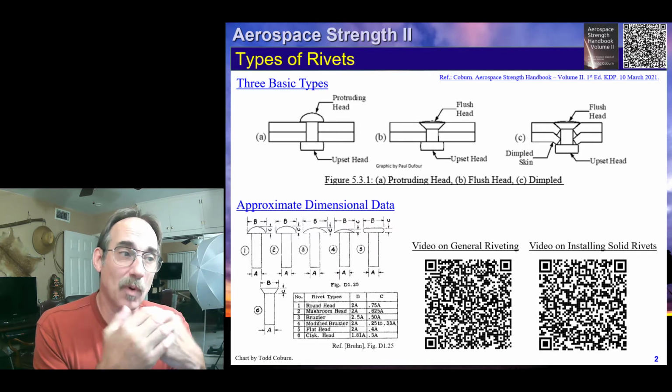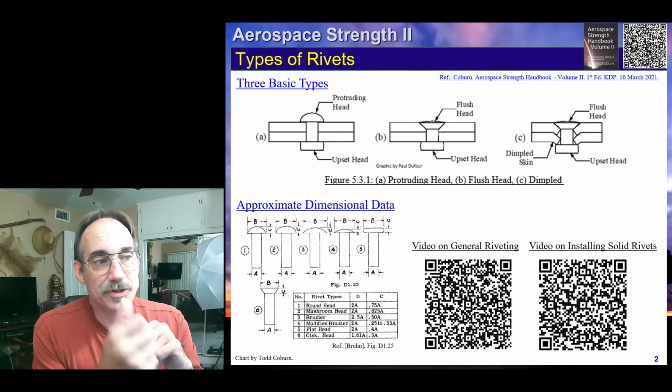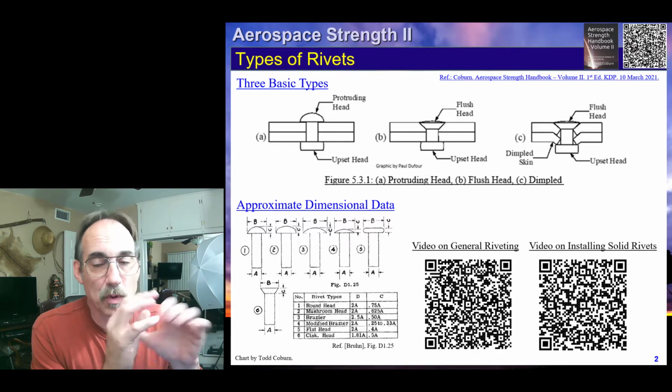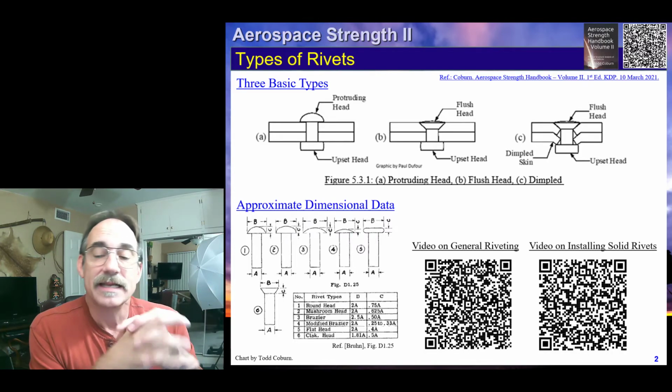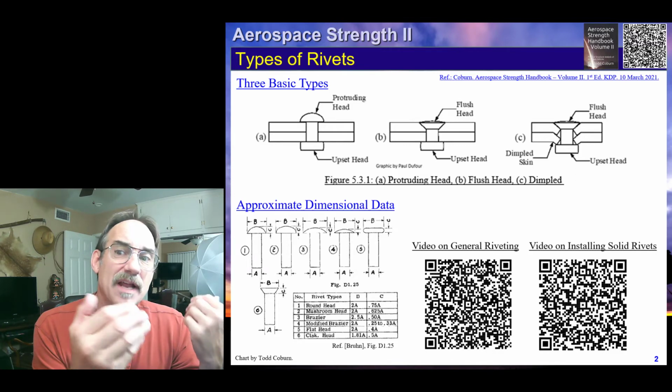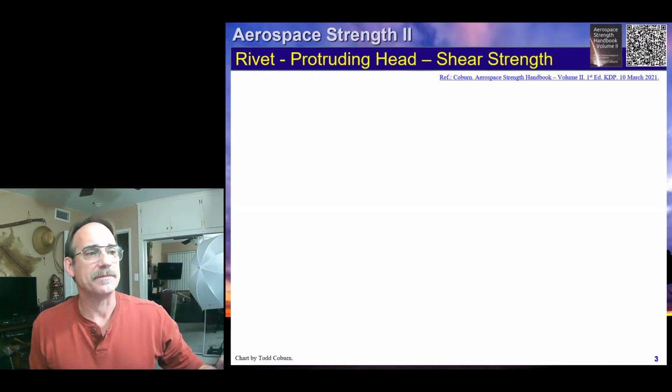Okay, before you continue this, or maybe after you're done absorbing this material, if you really want to understand rivets more, these are two good videos. You can flash your camera at those. One of them is kind of on general rivets, made quite a while ago, and the other one is on installing rivets, and this will help you to understand a little more about rivets.